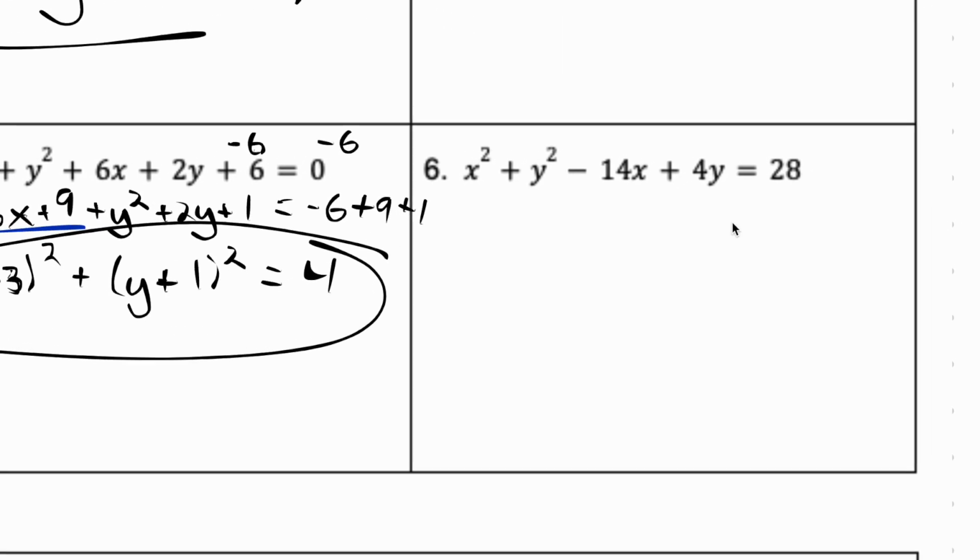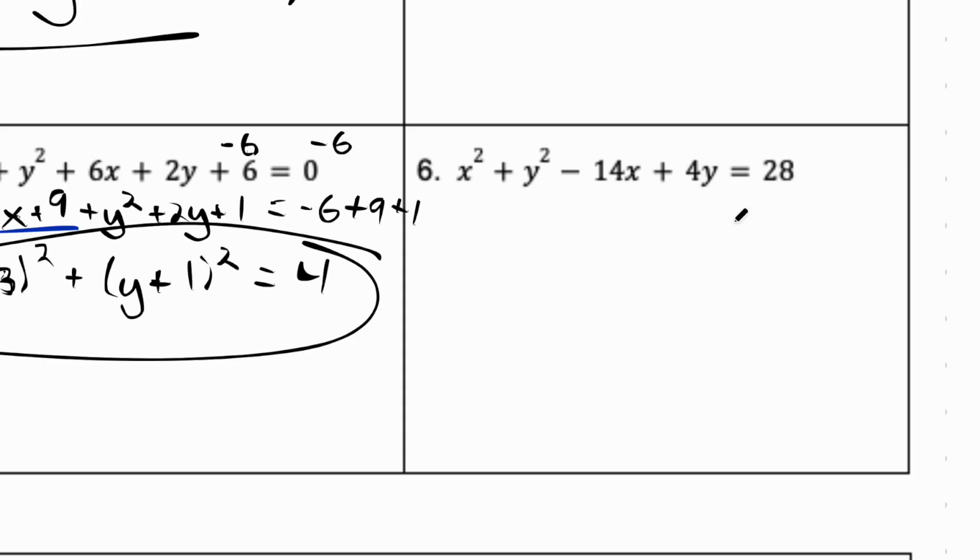Okay, we're going to do a problem sort of similar to that here. So first, I'm going to separate these two. I'm going to say x squared minus 14x plus something, plus y squared plus 4y plus something is going to be equal to 28.